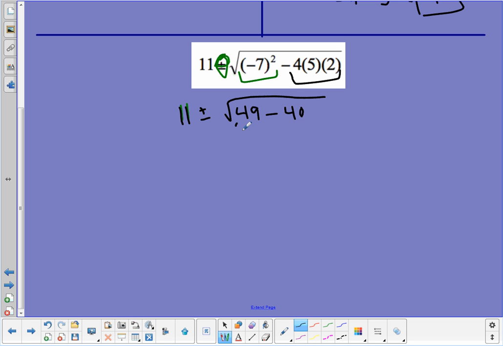Subtract, because I still need to simplify under that radical first. So 11 plus or minus, 49 minus 40 gives me 9. So I want the square root of 9. And then we all know that the square root of 9 is 3.